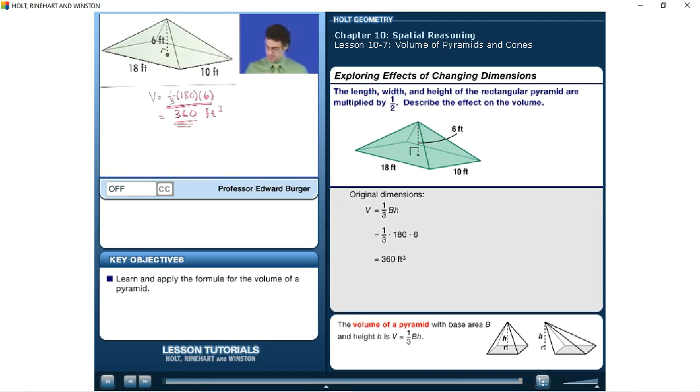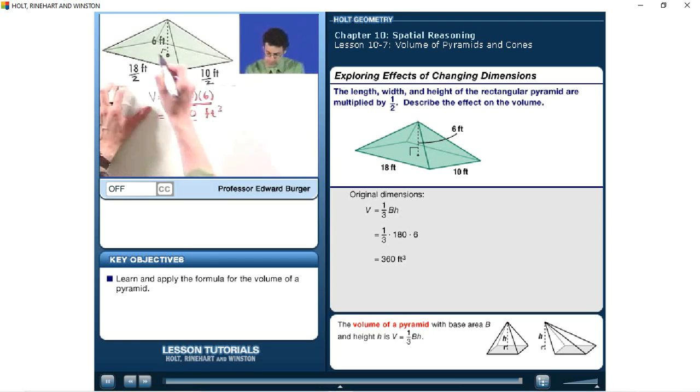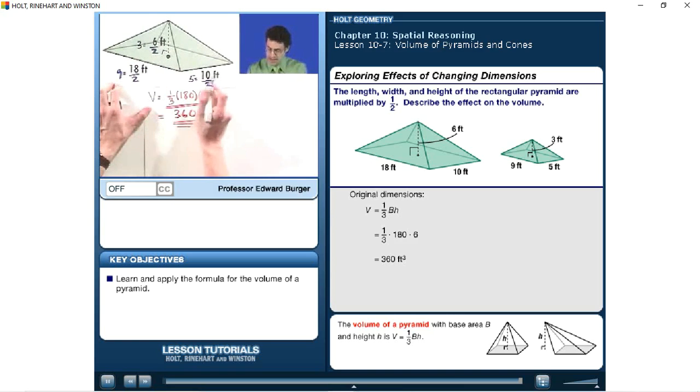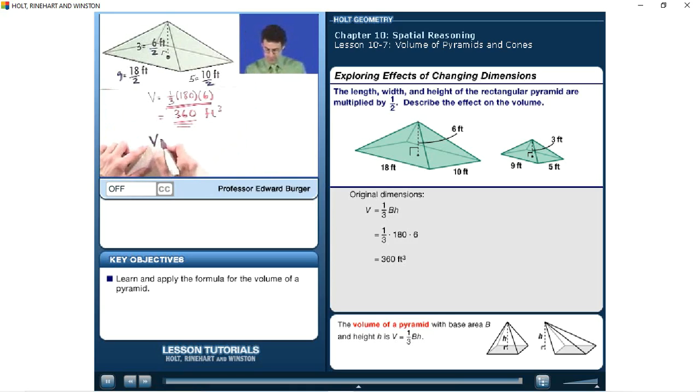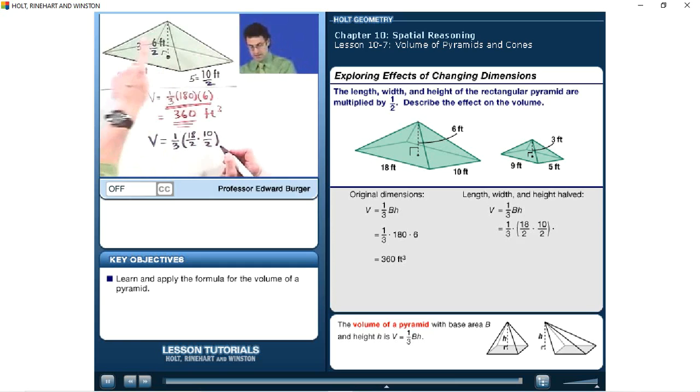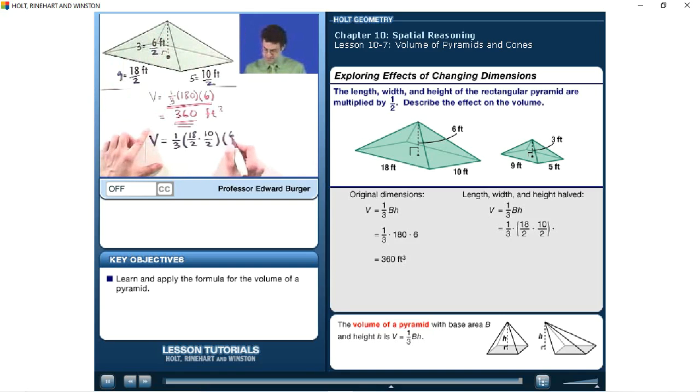Now, let's take each of these values and now divide by 2. So this becomes a 3, this becomes a 9, and this becomes a 5. And I want us now to compute the volume of this smaller object. Well, what's it going to be? It's going to be 1/3, and I'm going to write it out. Okay, base times height, that's going to be 18 over 2 times 10 over 2. And so that's the area of the base. Now times the height, it's going to be times 6 over 2.